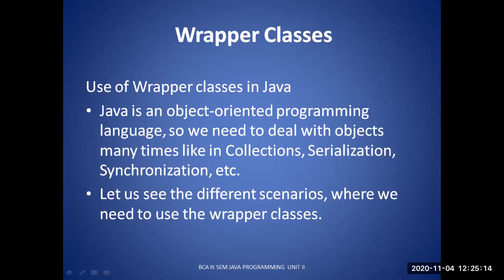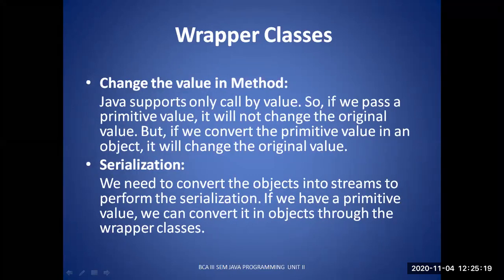So what are the different scenarios where we need to use the wrapper classes? Let us see. The first one is changing the value in a method. To change a value in a method, we use a concept called pass by value or call by value. If you use call by value and pass a primitive value, the value will not be changed. But if we convert the primitive value into an object, it will change the original value also. That is the help we get from the wrapper classes.